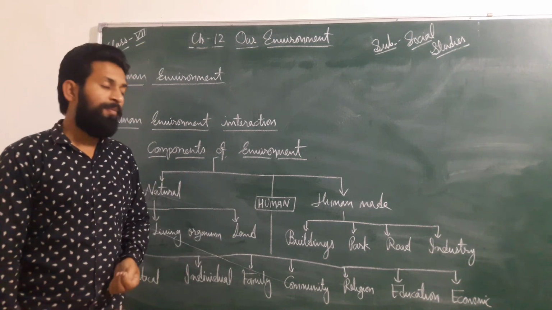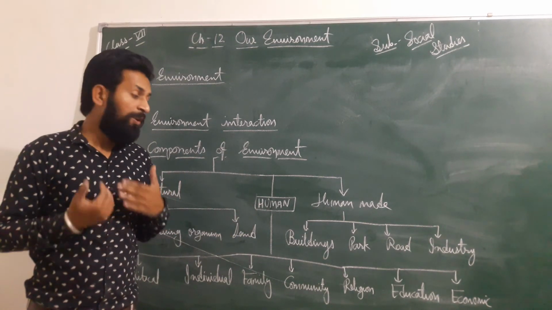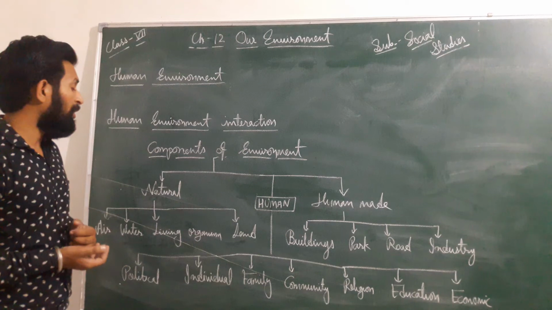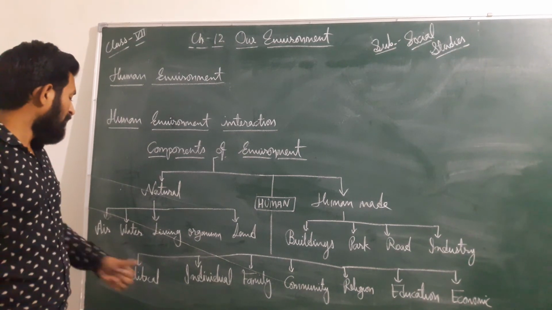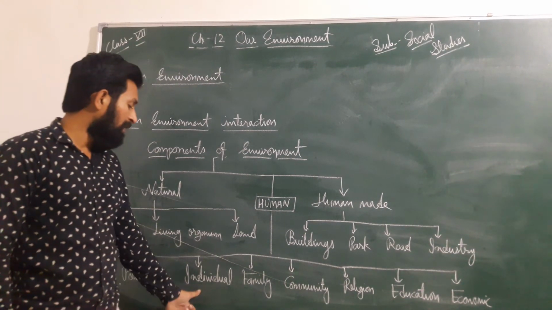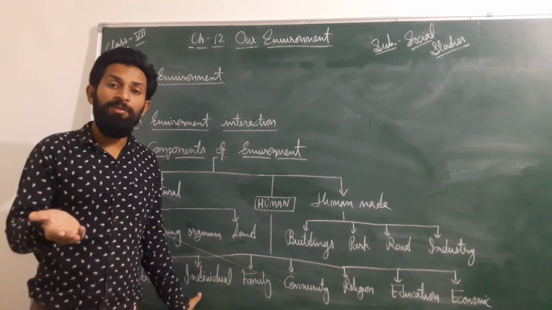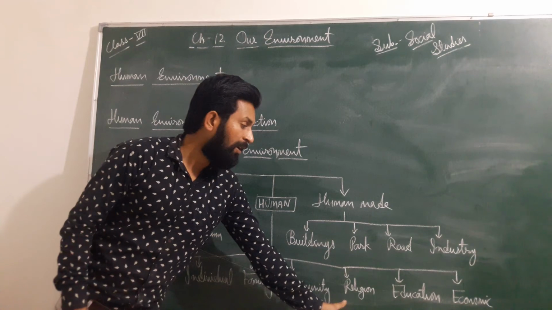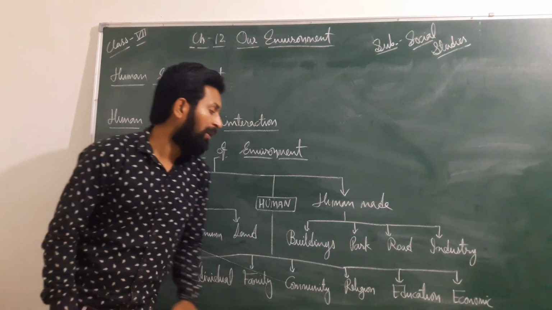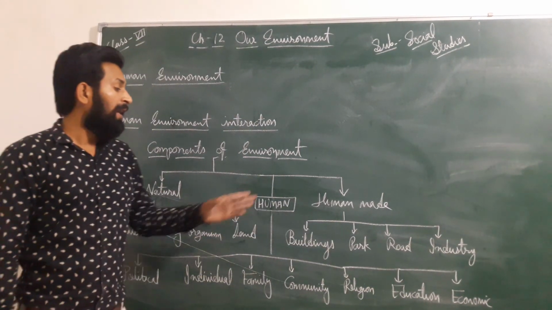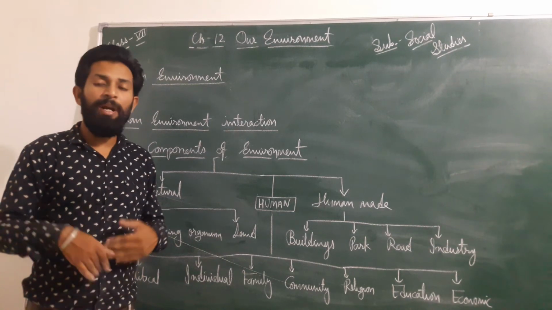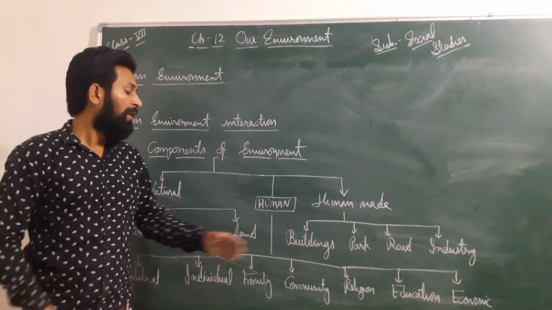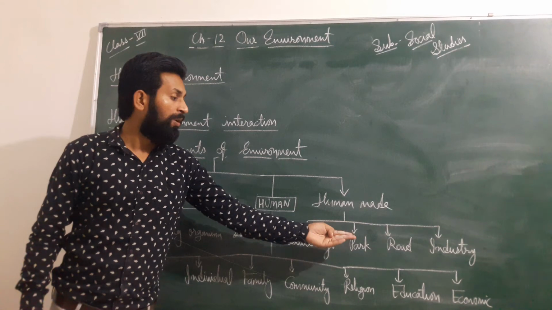The second one is human, like us. If we talk about the human component of the environment, then we can say political things, individual means yourself, family, community, religion, education, and economy. That's about the human. And next is human made, whatever is made by humans, like buildings, parks, roads, and industry.